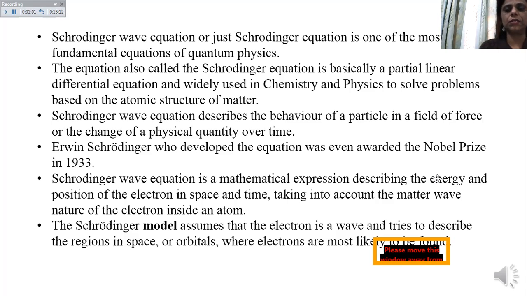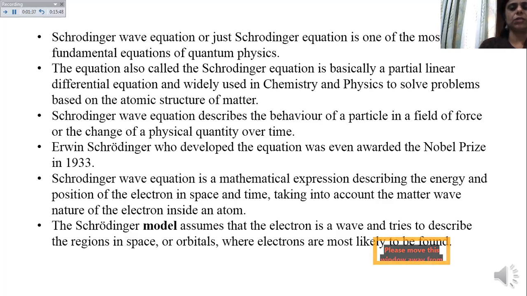Schrödinger wave equation describes the behavior of a particle in a field of force or the change of a physical quantity over time. श्रोडिंजर वेव इक्वेशन क्या थी, इसने बताया था कि how are particles behave in a field of force और the change of a physical quantity over time. एरविन श्रोडिंजर, who developed the equation, was even awarded the Nobel Prize in 1933. Means it was given by a scientist Erwin Schrödinger.